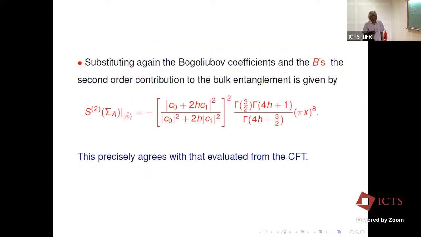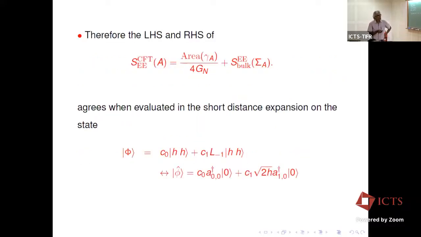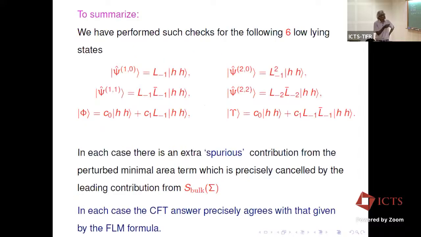And if you compute it, this is the answer. And as I said earlier, it amazingly agrees with that evaluated from CFT. Therefore, the LHS and RHS agree when evaluated in the short distance expansion on this particular state. And we have evaluated it for six low-lying states for comparison. I think Belin and others did just the HH and all these states and linear combinations.